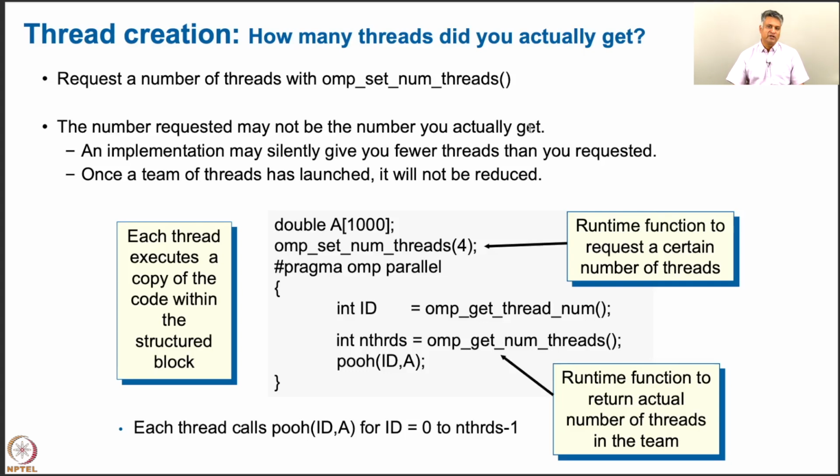Because remember, if you look at the stack that we had discussed in the previous class, finally the operating system is the master scheduler. It will hand out the resources which are there, and certain operating systems will not allow you to set the number of threads beyond a certain threshold. So you might actually get fewer threads than you request. But once a team of threads has been launched, it will not be reduced. Dynamically, you will not see a reduction in the number of threads. If n threads are launched, that means n threads will exist.